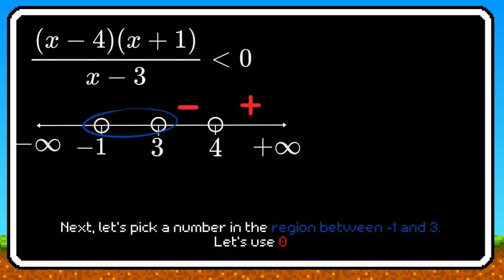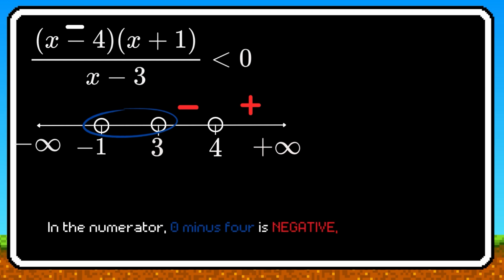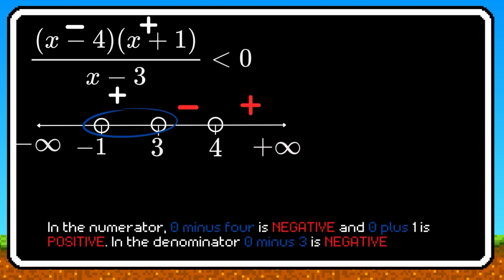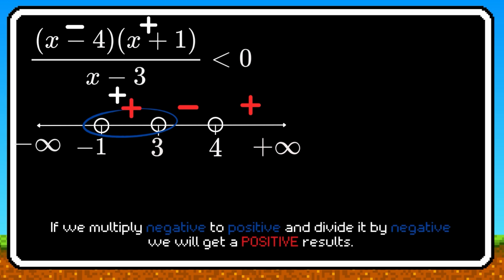Next, let's pick a number in the region between negative 1 and 3. Let's use 0. In the numerator, 0 minus 4 is negative, and 0 plus 1 is positive. In the denominator, 0 minus 3 is negative. If we multiply a negative by a positive and divide by a negative, we will get a positive result.